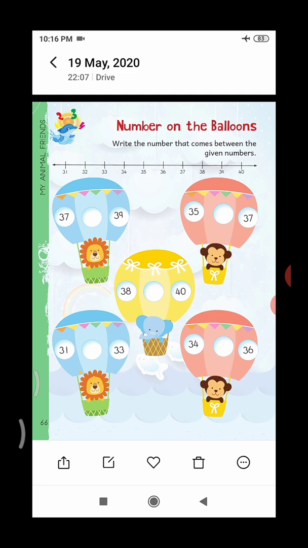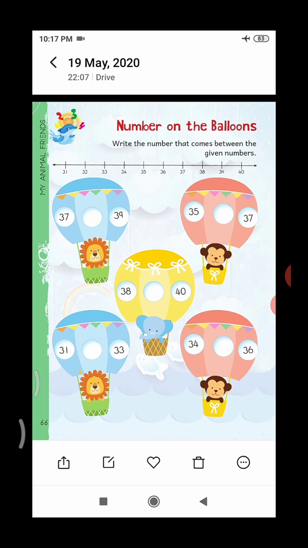In the first air balloon, the number given is 37. What comes after 37? 38. So write here 38. Now students, in the second air balloon, the number written is 35. Now students, what number comes after 35? 36. So write here 36.